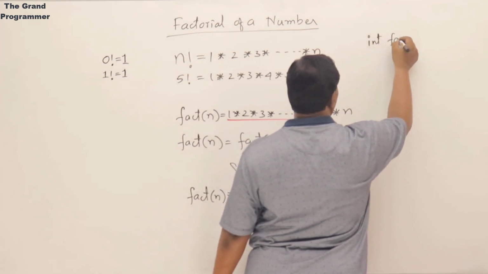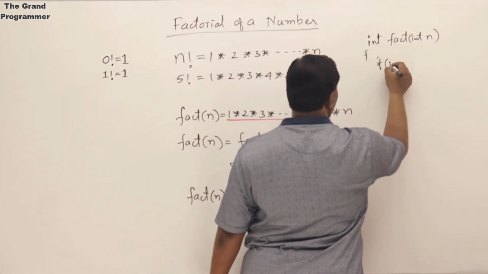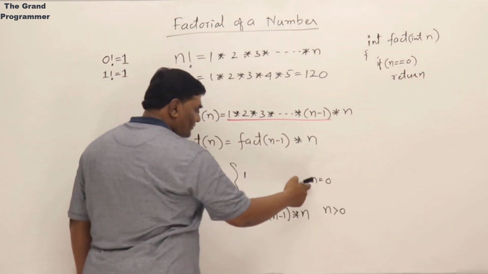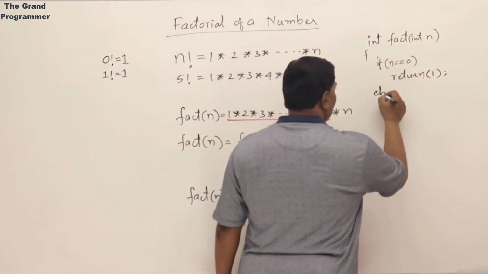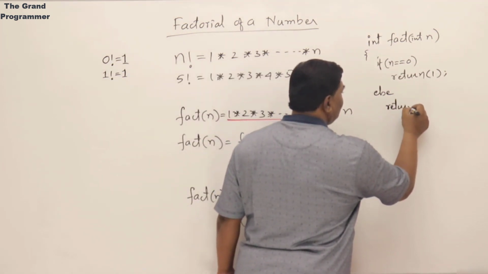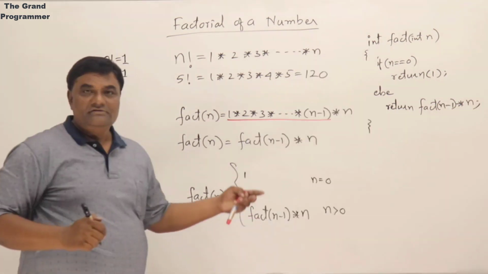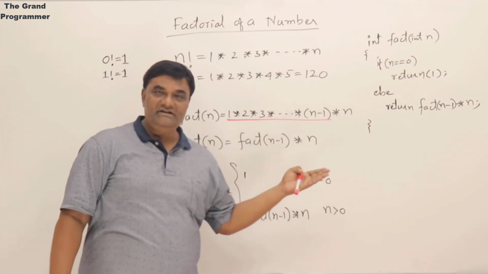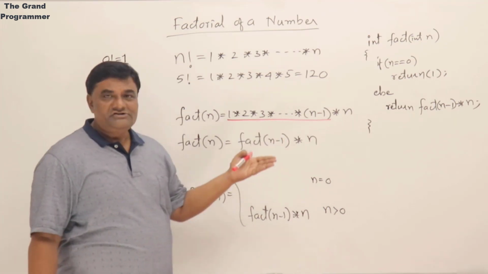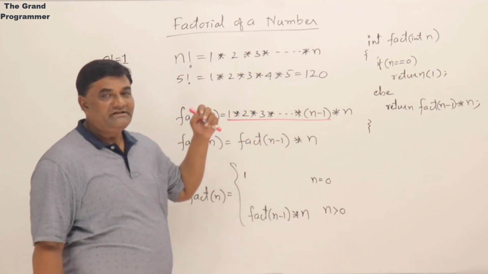Integer factorial of n. If n is equal to 0, return 1. Else, return factorial of n minus 1 into n. So writing a recursive function is so easy, you can directly convert a formula into a recursive function. Now the same function we can even write using iteration, that is a loop, right? And this is using recursion.